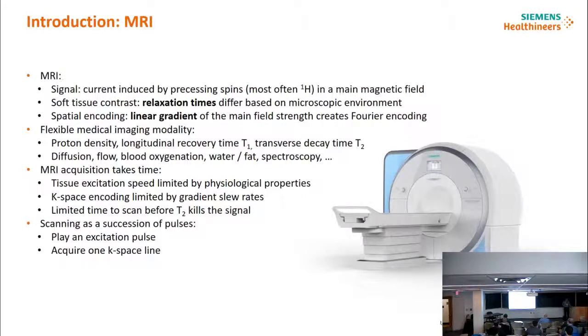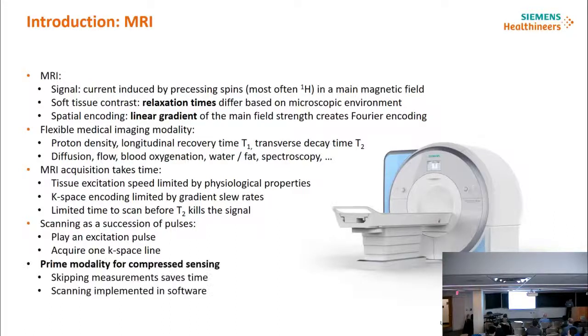So that means that in MR, scanning is done as a succession of pulses, where you're going to do one excitation, acquire some K-space measurement, typically a line, and then redo the excitation and acquire another line. And so that makes it a very good modality and probably the best one so far to apply compressed sensing, because we really want to reduce this number of pulses that we need to send, because we want to reduce our scan time, and because all of that is implemented in software. So this is the one modality where you can actually do something that looks like compressed sensing without having to design a whole new sensor.